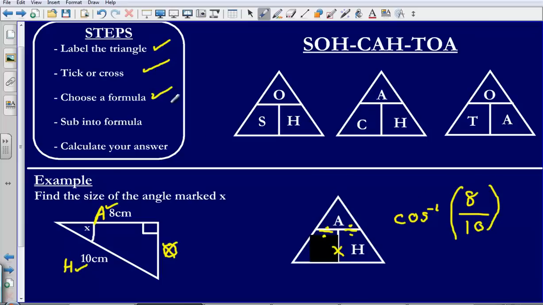So we have chosen our formula by selecting CAH. Now we've substituted into it. We've covered up the bit that we're looking for. If you are looking for the angle, unlike the side, you have to do the inverse of cos. So it's cos to the minus 1, and then it's 8 divided by 10.